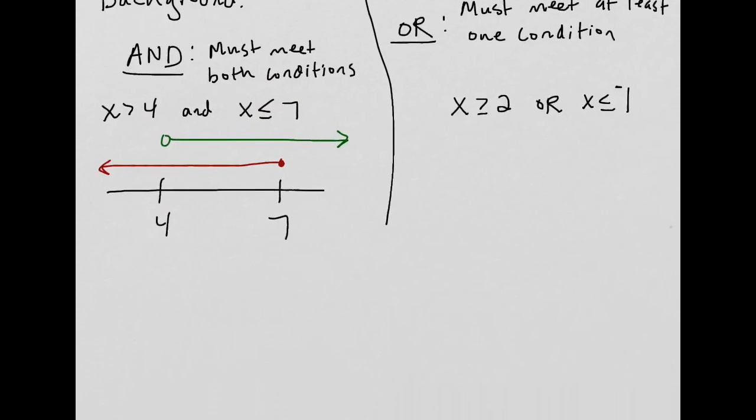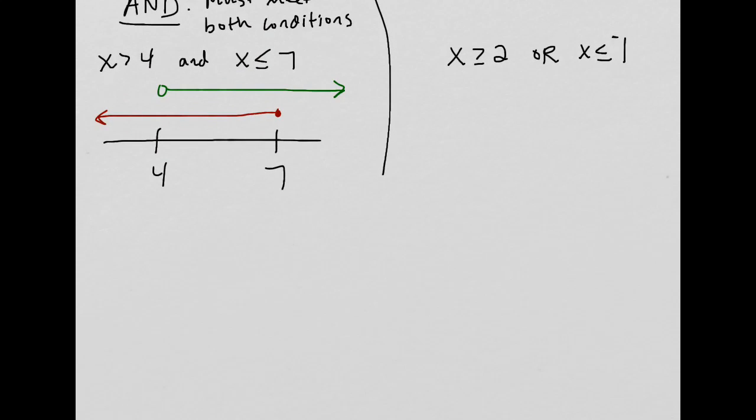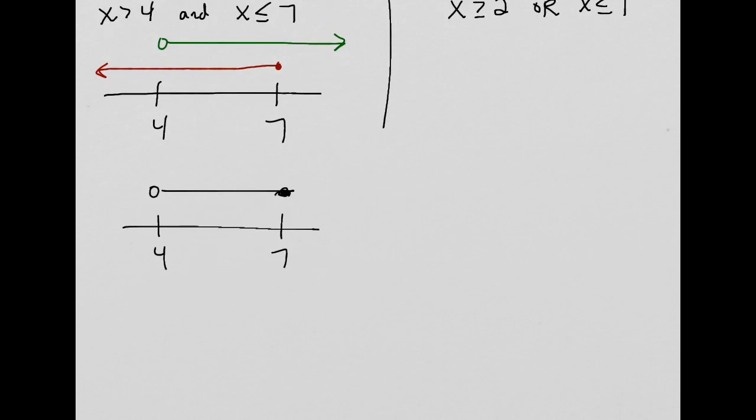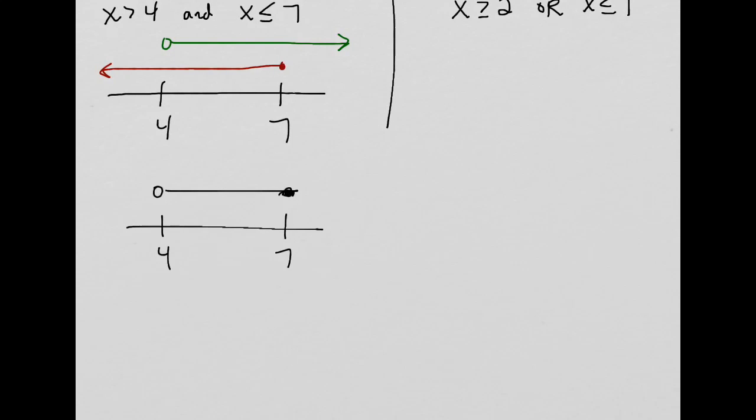So how would we express our answer? Well, I certainly don't want to include all the numbers on the number line. I just want to include those numbers that meet both conditions. And as we saw, those are the numbers between 4 and 7. So if I were graphing out my solution, it would look like this. I would have an open circle at 4, and then a closed circle at 7, and then I would want all the numbers in between.